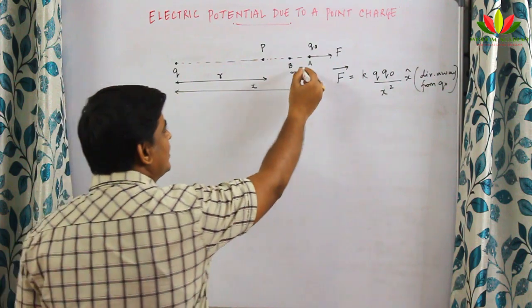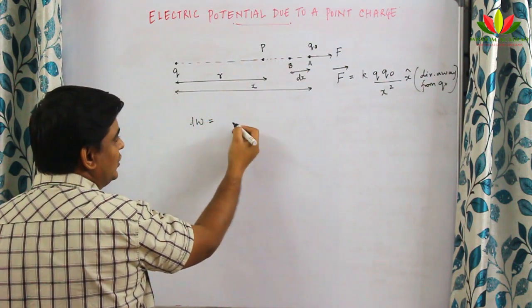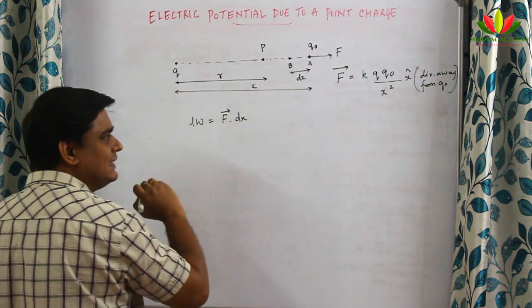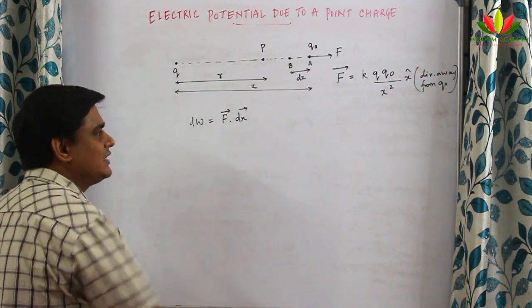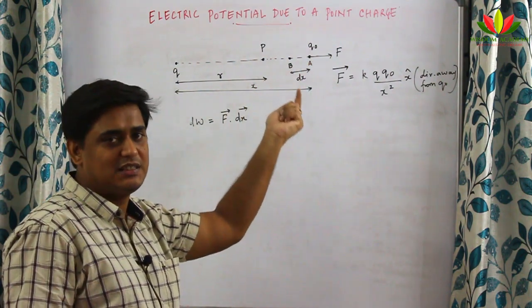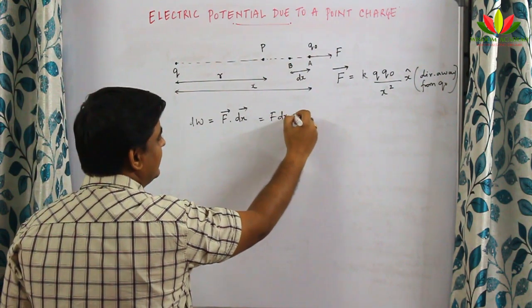So for that small work done dW, this will be equal to F dot dx, isn't it? F dot dx means the force and the displacement; that is work done, and that is equal to F dx cos theta.